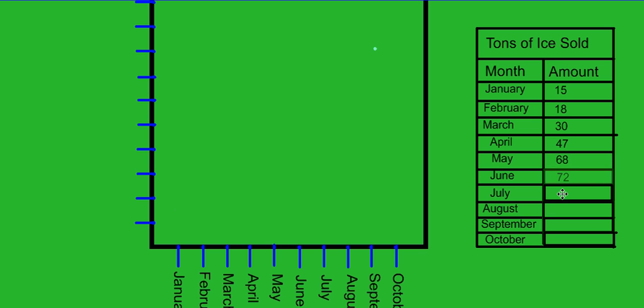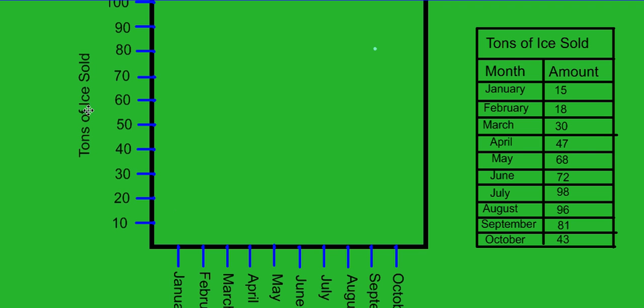One way to decide what kind of interval to use over here when we're putting in our actual values, I usually try to find the highest number, and then I'll divide that by 10. And that'll tell me about what interval I want. Here I see July is the highest with 98 tons of ice sold, and if I divide about 100 divided by 10, my interval would be 10. So let's go ahead and label this side by tens. And also label the subject or the title, since it's displaying the tons of ice sold.